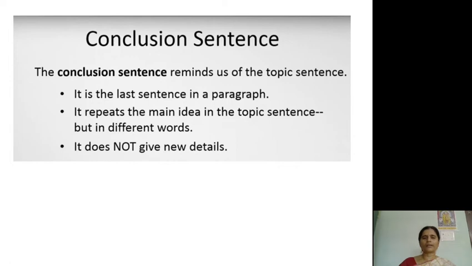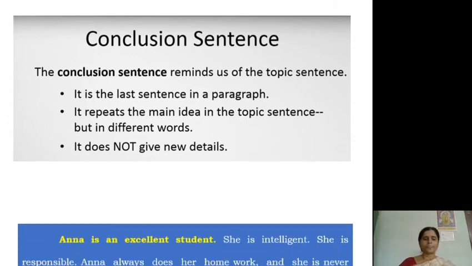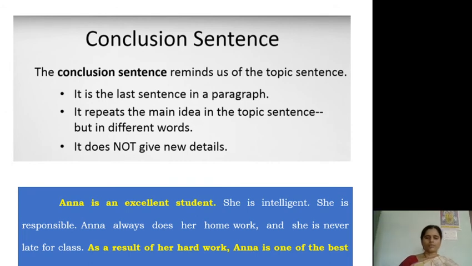It's not exactly writing the topic sentence again in the concluding part, but in different words we have to give a conclusion, and that conclusion should connect to the topic sentence. It does not give new details, so we should not add any new details in the concluding sentence. Based on the topic sentence and the supporting details that we have added, we should make a conclusion. So let us take the same example.